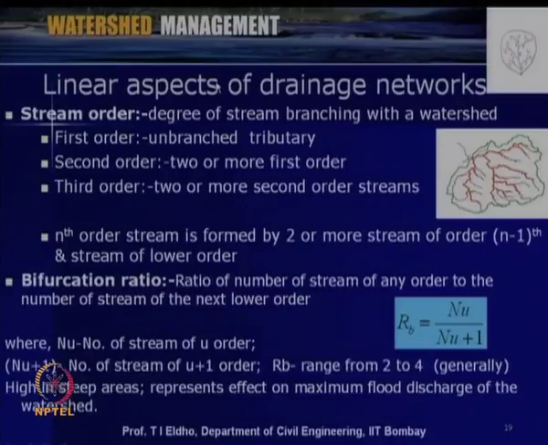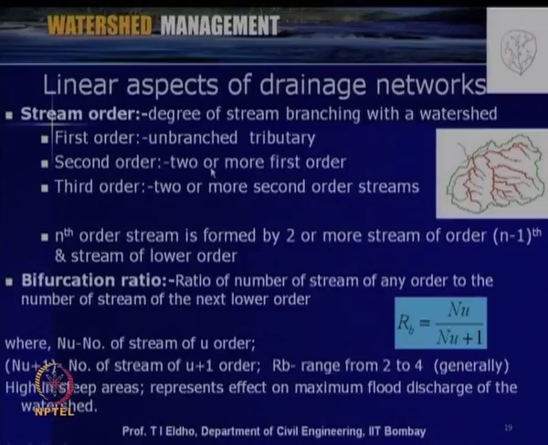So, we can see that when we deal with a watershed, this is a watershed which I have drawn. So, the stream order indicates the degree of stream branching within a watershed. So, you can see that if this is the main stream, there will be a number of branchings. So, the first order means there will not be any branch, so unbranched tributary. So, you can see that these are all first branches where 1 is indicated. So, in this original watershed, this blue line indicates the first branch, first order.